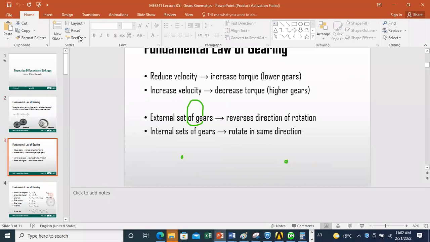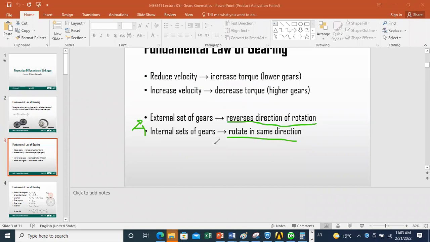Sometimes we want to reduce the velocity, and this will require then increasing the torque, as we'll see together. So this is called lower gears. If our purpose is to increase the angular velocities, then we'll decrease the torque, and this is the case of higher gears. And concerning the sets, we can talk about two types of sets, external and internal. For each two gears in contact in an external set, we have reverse direction. Now for internal sets, we have rotation in same direction.